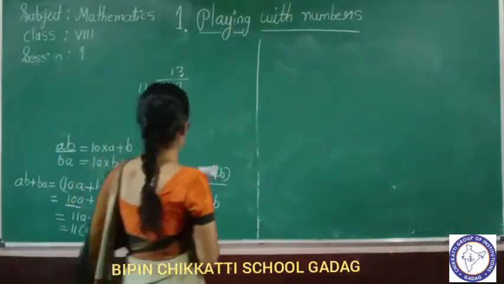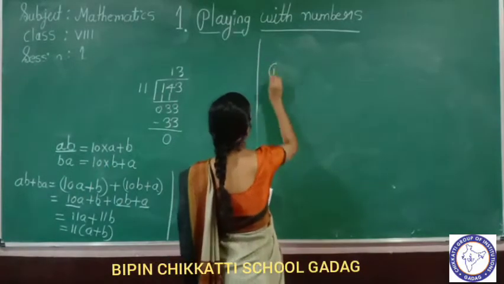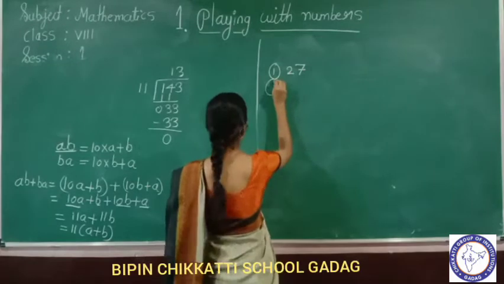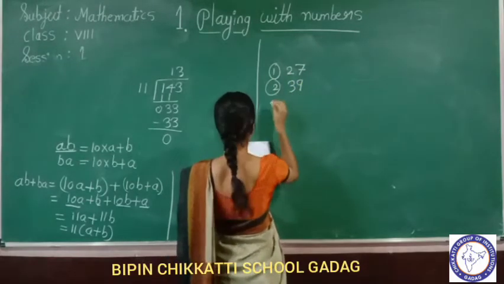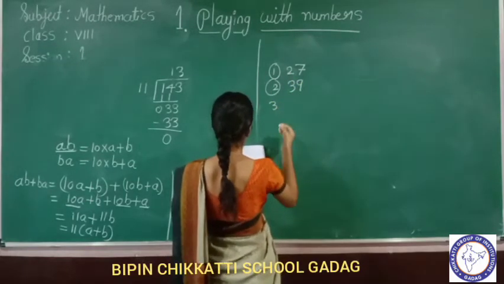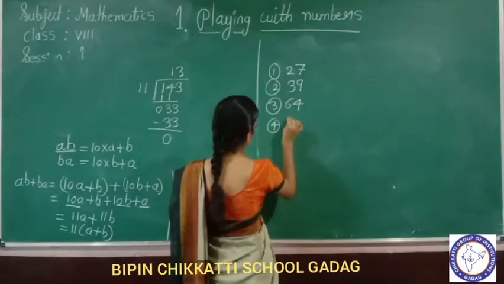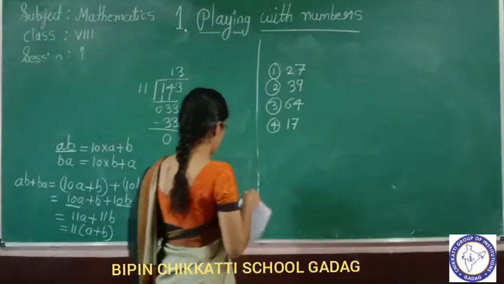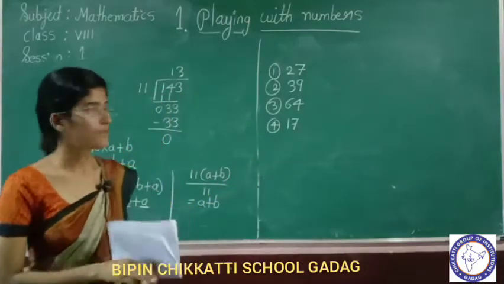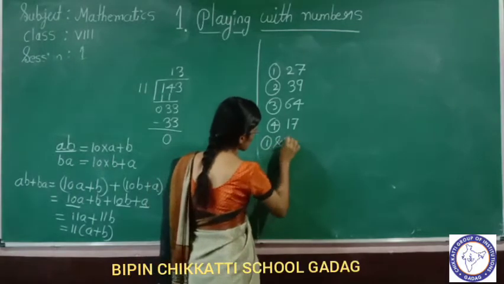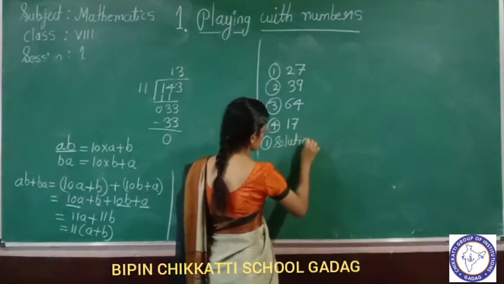See here. You can check this number. 27, 39, 64, 70. Now see here. Perform the same thing. First one I will do. First one, solution.